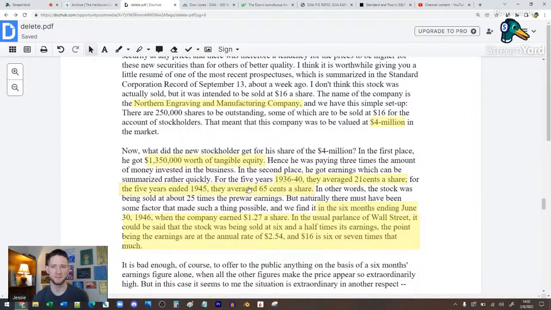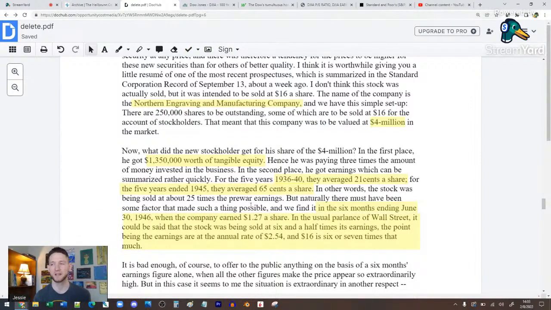And I'm guessing it was an IPO. It was valued at $4 million. It had about $1.5 million of tangible equity. And from 1936 to 1940, they averaged 21 cents a share. And then the 5 years ended 1945, they averaged 65 cents a share. So this is like during and before the World War. You can get a sense of what their earnings were. But in the 6 months leading up to their IPO, they had earnings per share of $1.27.